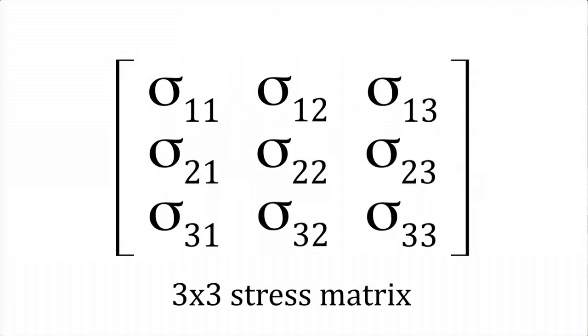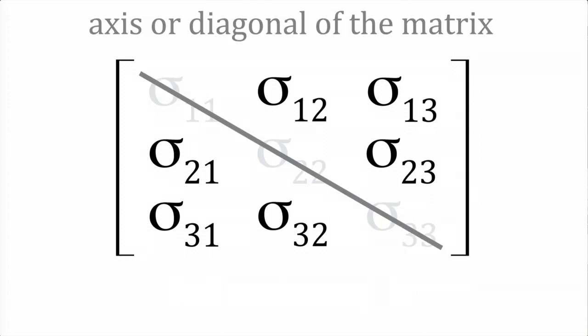Here we've represented that same list with square brackets, and this is the form that you would normally see it as you are doing matrix mathematics. The axis, or the diagonal of the matrix, is here represented by a line going through those normal stresses, so that we can focus on the shear stresses for a moment.